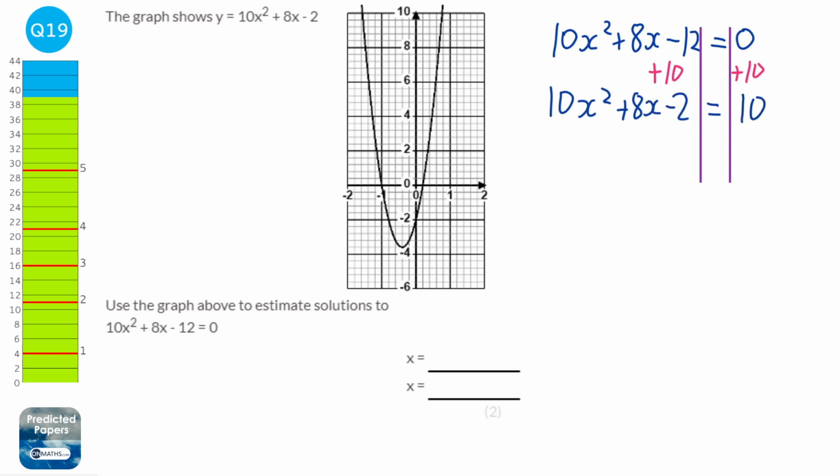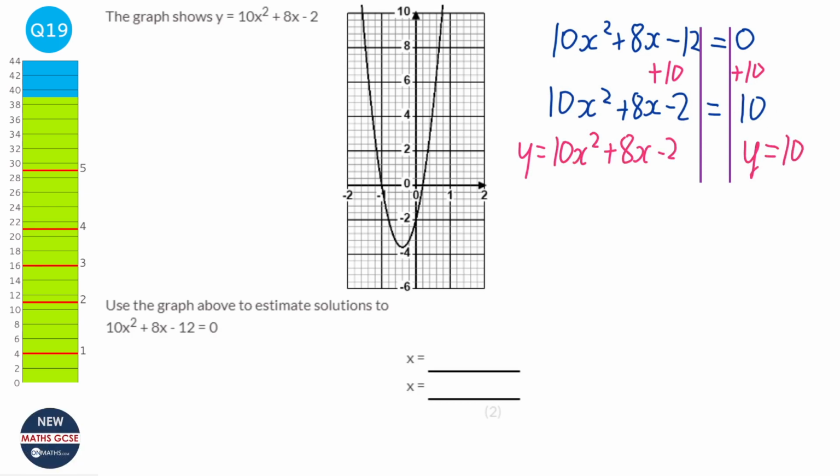Now, we've already got this line drawn for us on this graph. And so all we need to do is draw this line. So we've got y equals 10x squared plus 8x minus 2 drawn for us. We just need to draw this line, which is y equals 10, and see where they cross over to find the solutions. So y equals 10 will be all the way up at the top. Let's just make sure I get it nice. There we are. I need to move that up a little bit.